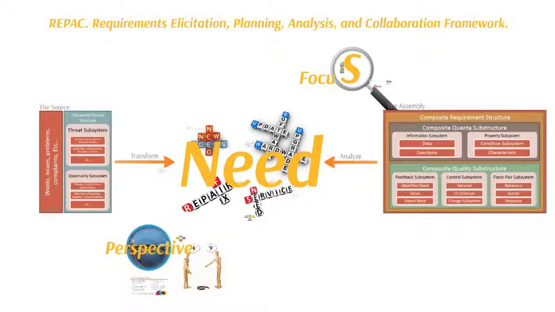So basically, the Requirements Elicitation Planning, Analysis, and Collaboration Framework takes our source, puts it into focus, looks at it from a certain perspective, identifies the need, and then assembles all that information into a requirement. So let's go through the details.